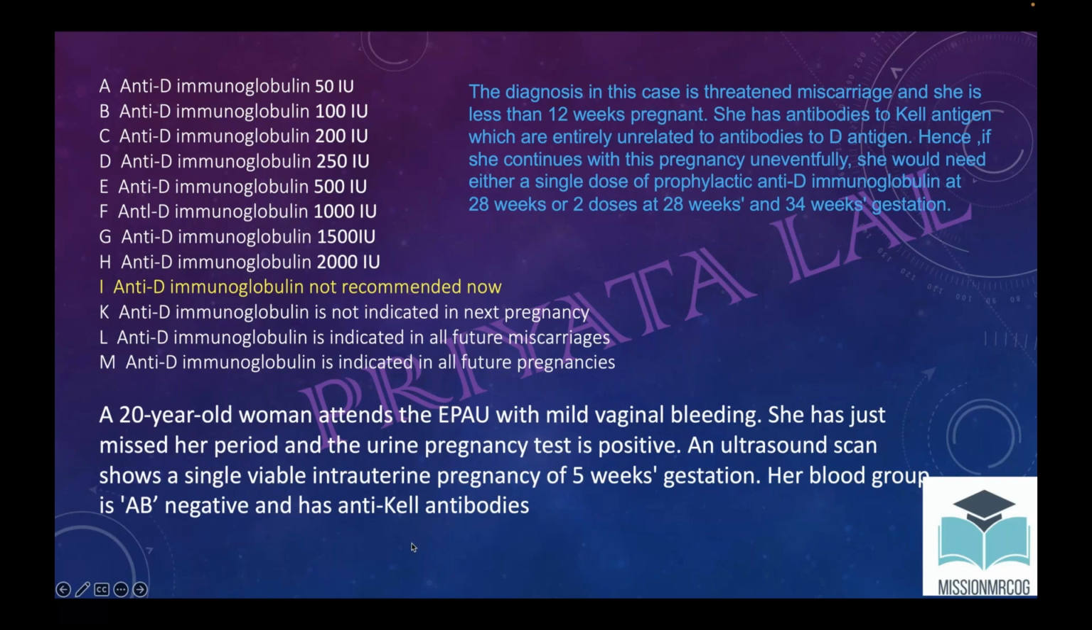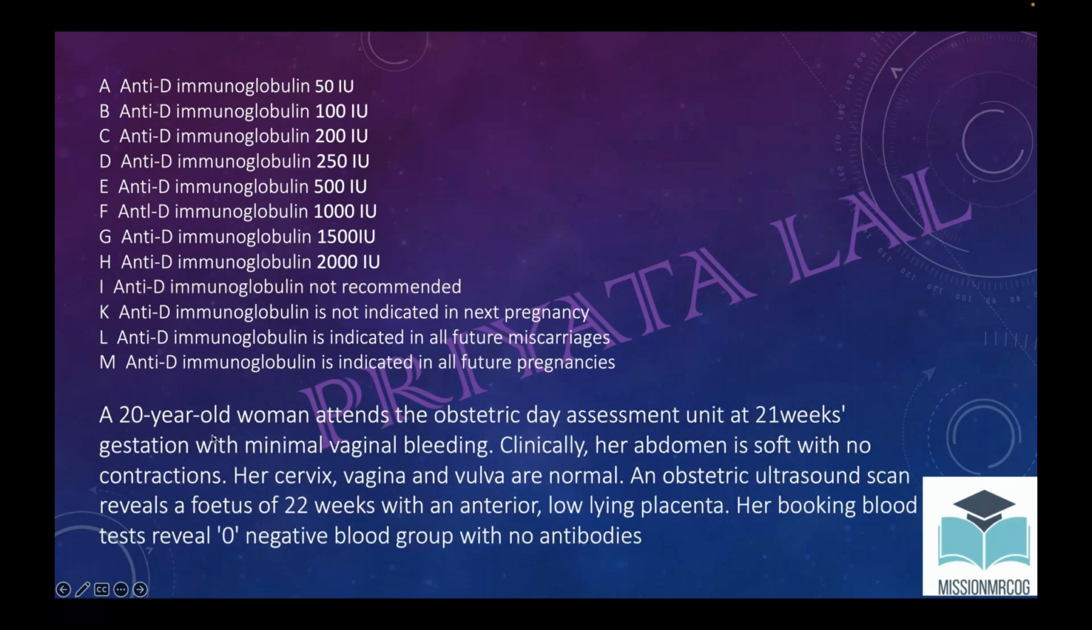A 20-year-old woman attended at 21 weeks with a mild vaginal bleed. Obstetric USG shows a fetus of 22 weeks, low-lying placenta. Her booking blood shows O blood group, no antibodies. What to be done? At 21 weeks, what will you do? Ma'am, 500 units, to be followed by FMH. Yes, but that option is not there. FMH is not there, so the answer will be anti-D 500.